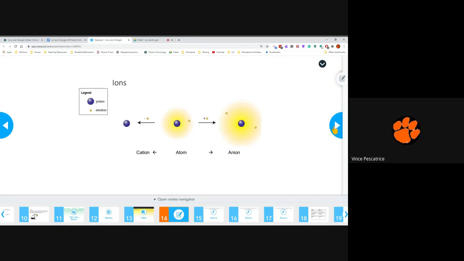All right, welcome back. You should be on this slide now. And this is an example of an atom, a regular atom in the middle. It gives away an electron, it forms a cation. If it gains an electron, it becomes an anion. So it's a real simple drawing of what's going on.